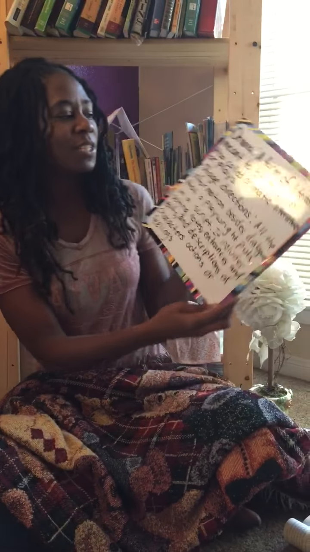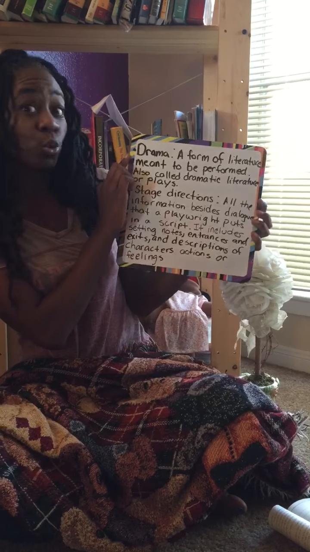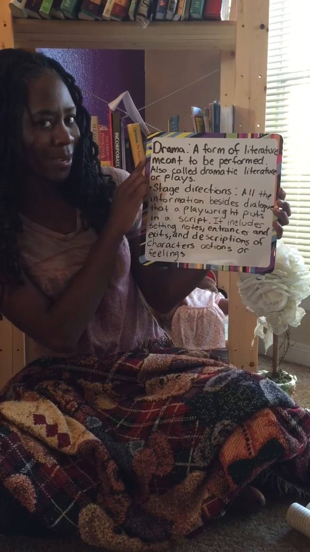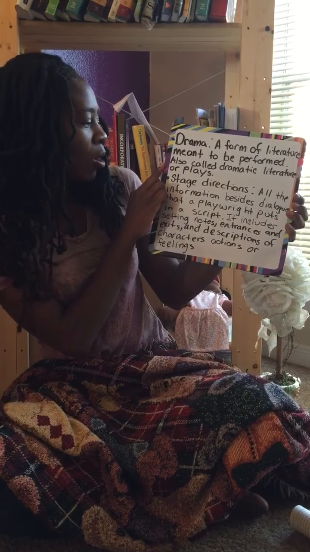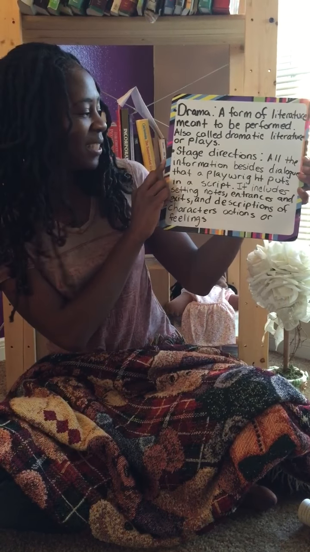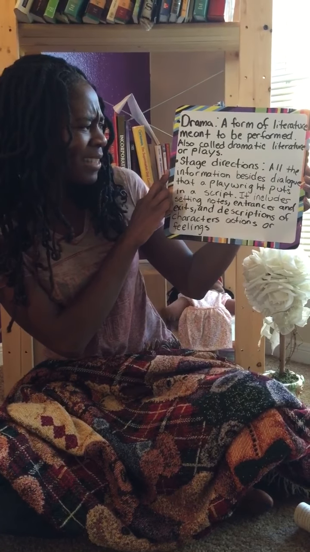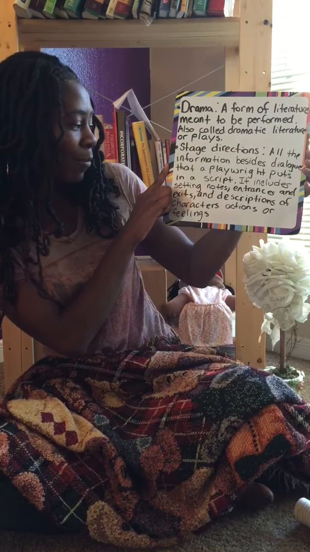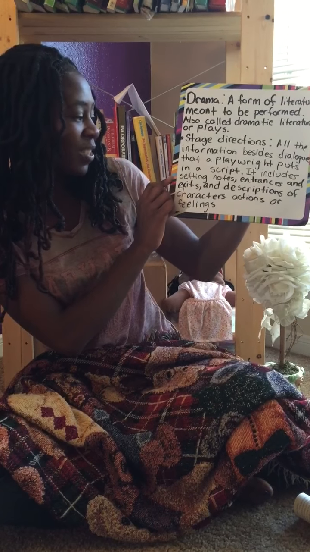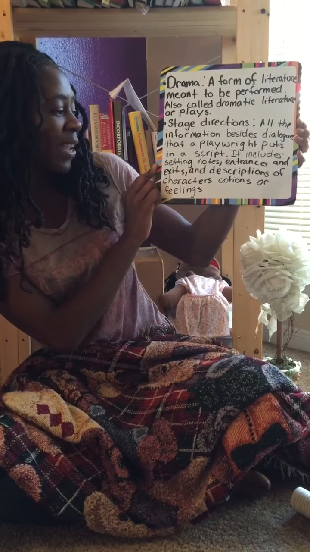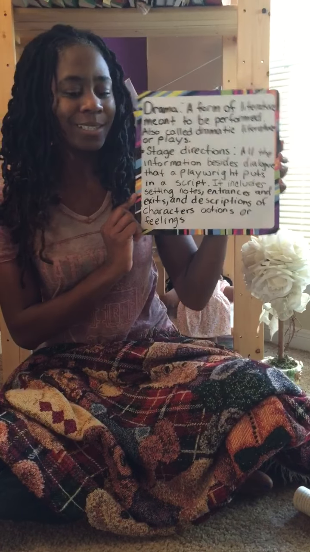So there's a few vocabulary words I need you to understand. The first word is drama. Drama is a form of literature meant to be performed, just like I did earlier. It's also called dramatic literature or plays. The next word is stage directions. Stage direction is all the information besides dialogue that a playwright puts in a script. It includes the setting notes, entrances and exits, and descriptions of characters' actions or feelings.